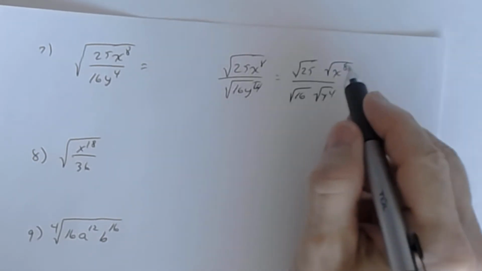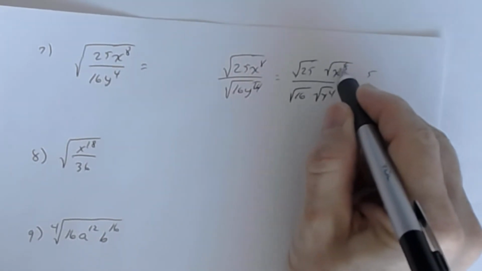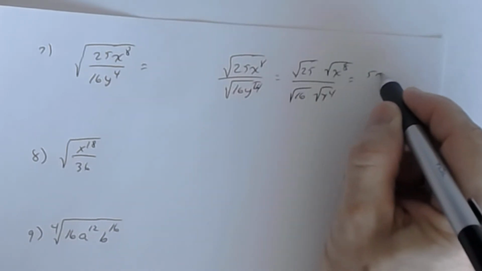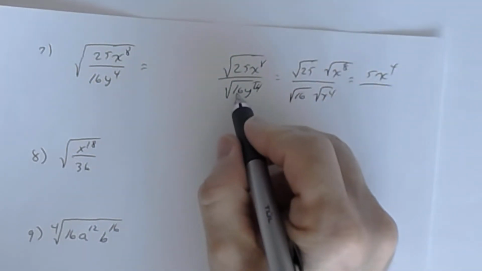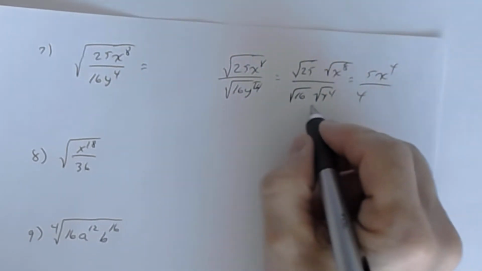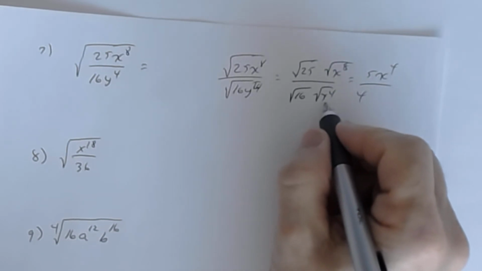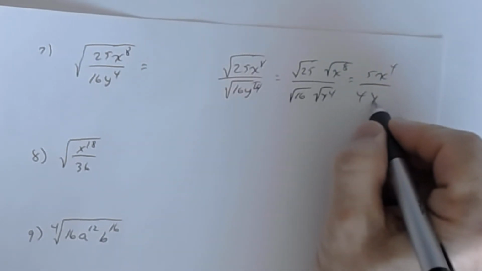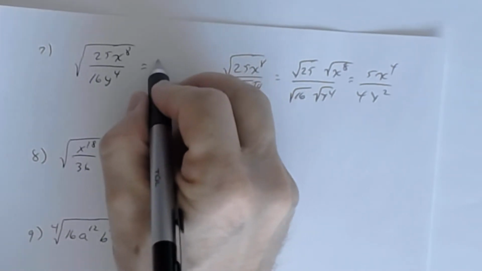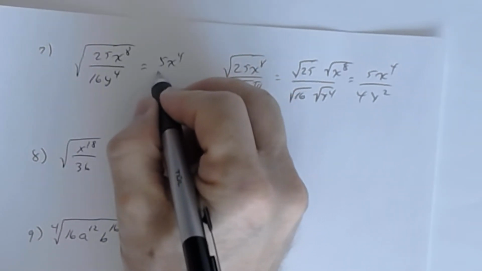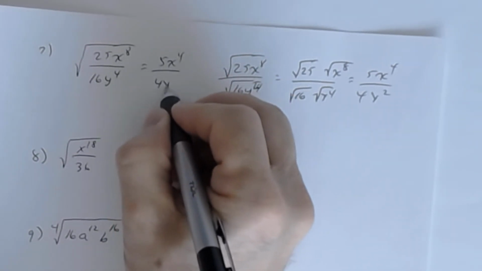And so the square root of 25 is 5. The square root of x to the 8th, 8 divided by 2 is 4. Over here, the square root of 16 is 4. And the square root of y to the 4th power is y squared. And so there's your answer. So you get 5x to the 4th divided by 4y squared.